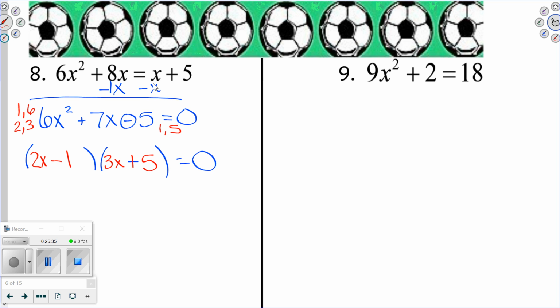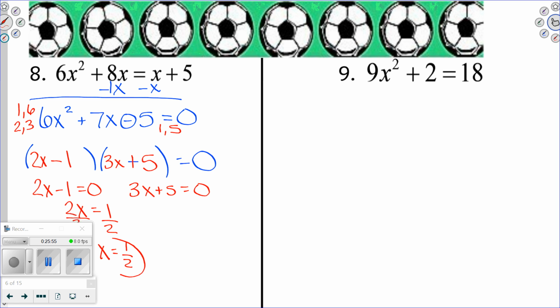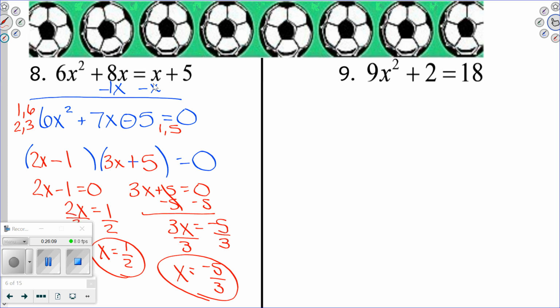All right, so there it is factored. And then one of those has to be 0, right? So we just set them equal to 0. 2x minus 1 equals 0. 3x plus 5 equals 0. So we add 1. 2x equals 1. Divide by 2. So x equals 1/2. Subtract 5 and divide by 3. So negative 5/3. And improper to me is way better than mixed numbers. Okay, leave them improper. They're a lot easier to work with.